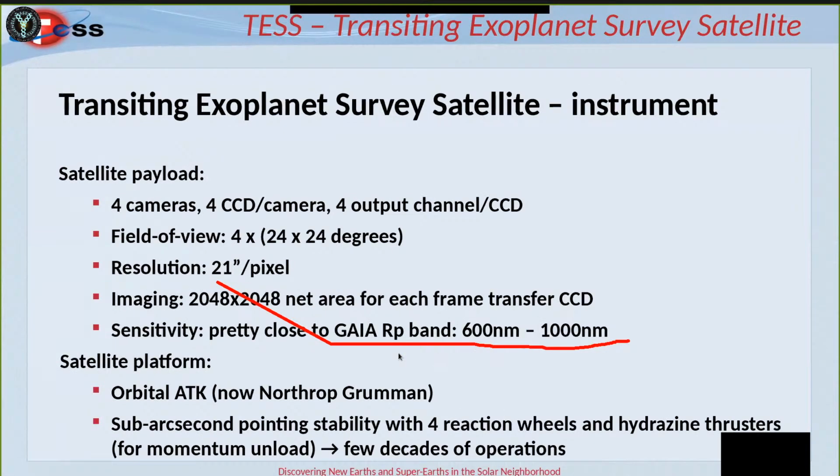Okay, so this is the payload, and the satellite platform is a very simplistic instrument in a way that the main goal of the platform is to provide very good stability in terms of pointing precision, which is attained by 4 reaction wheels and hydrazine thrusters for momentum unloading.